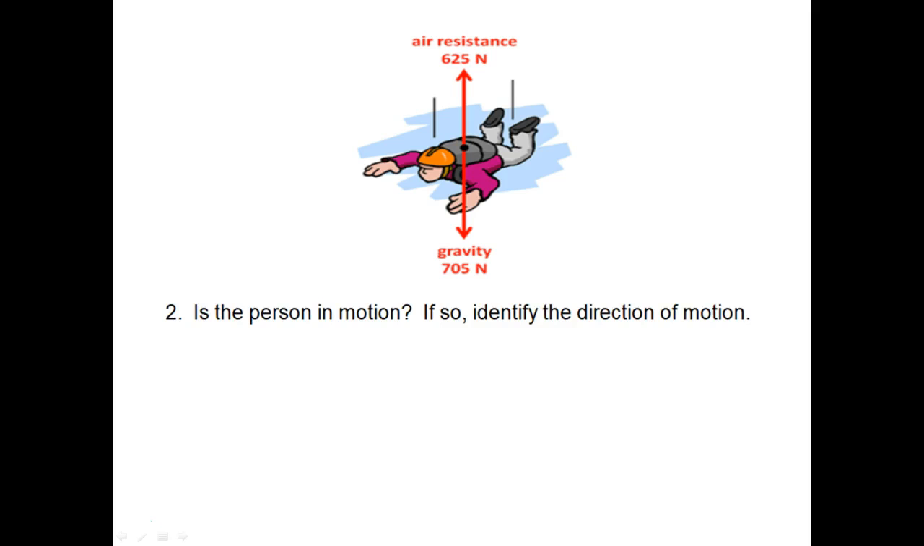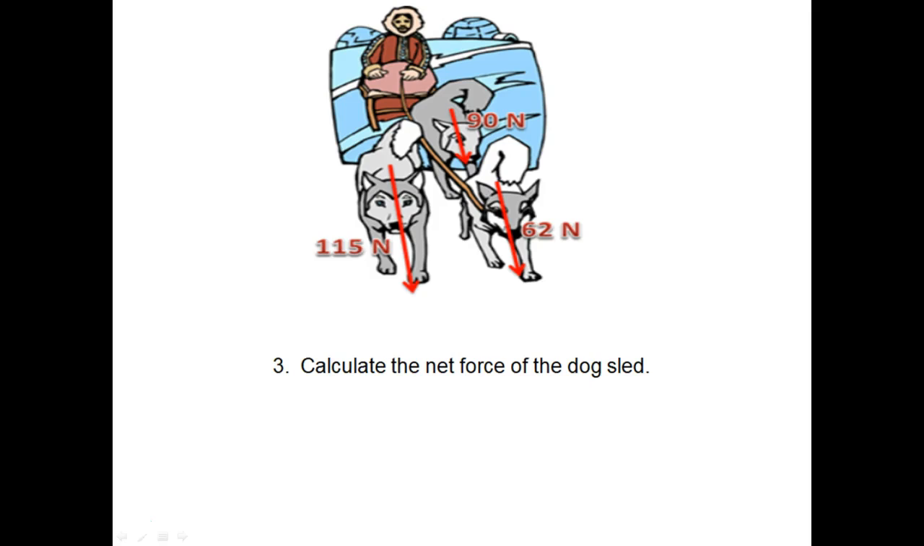Question number 2. Is the person in motion? If so, identify the direction of the motion. Question number 3. Look at the diagram. Notice the forces of the dogs in the sled team. Calculate the net force of the dog sled.